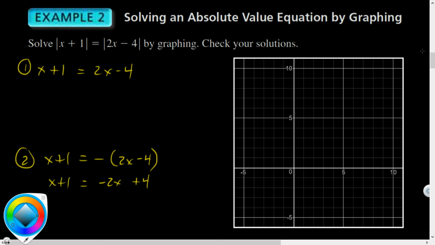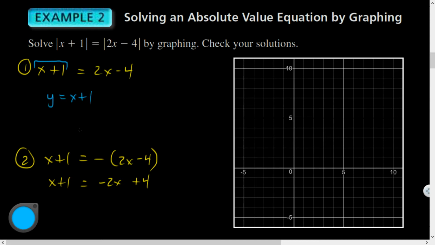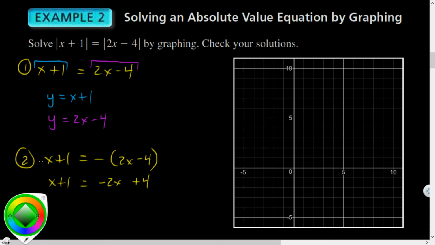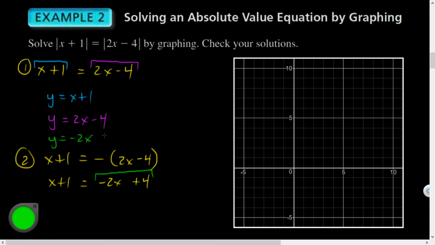And so let's actually write some equations for this. My first equation is going to be y equals x plus 1. My second equation is going to be y equals 2x minus 4. My third equation I don't even need a new color for, because I already have it: y equals negative 2x plus 4.